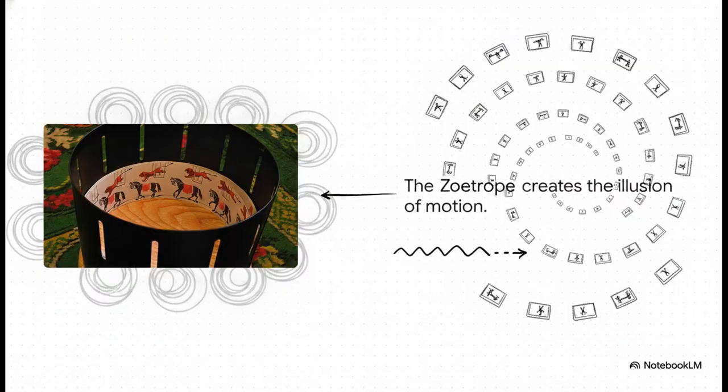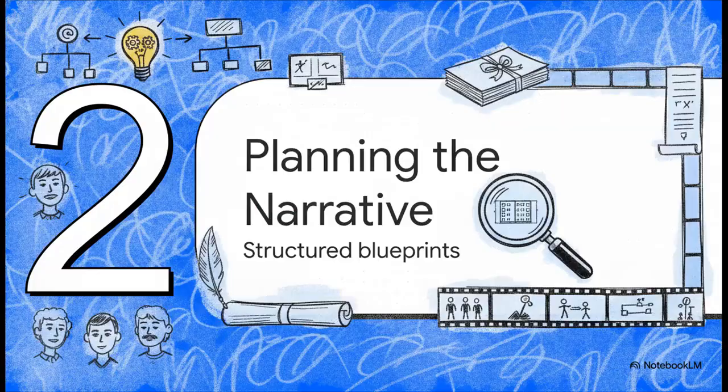And this ancient obsession eventually led to a massive mechanical leap, the zoetrope. By placing slightly different sequential images inside a cylinder and spinning it, you can look through the slits, and your brain just automatically blends those separate images into one fluid motion. This physical mechanism laid the absolute foundation for modern animation. But of course, creating the illusion of motion is really only the first step. Section 2. Planning the narrative.